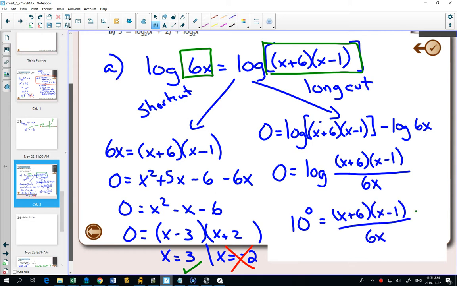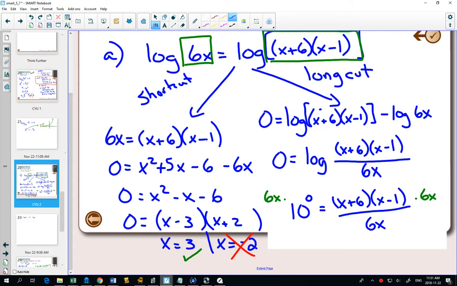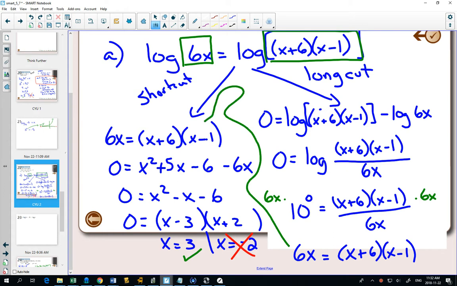And if I wanted to get rid of that fraction, I could multiply both sides by 6x. What is 10 to the 0? 1. 1 times 6x would be 6x equals x plus 6, x minus 1. And the reason I didn't expand it is because I wanted you to see that it was exactly the same as where we went directly in our shortcut. And you would solve it from there the same way, get x equals 3 and x equals negative 2 and check them to find out that one works and one doesn't.